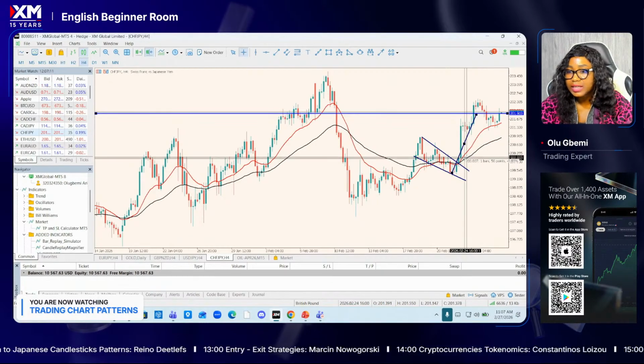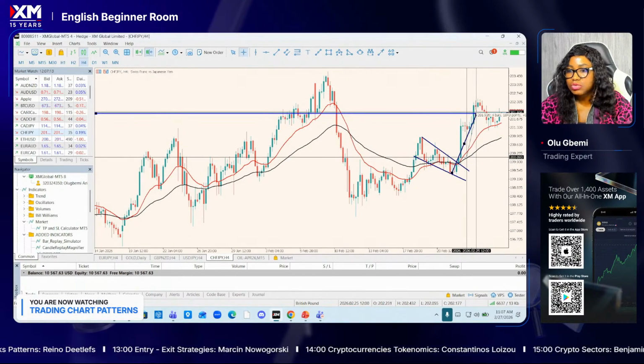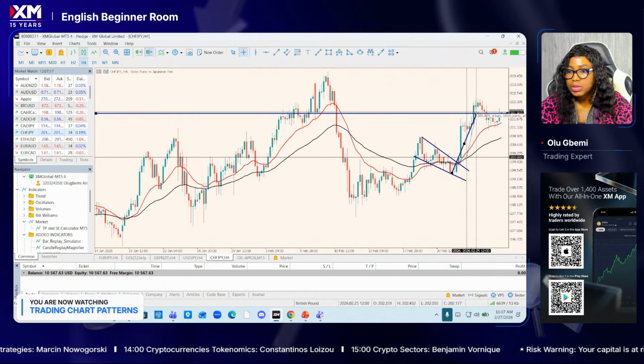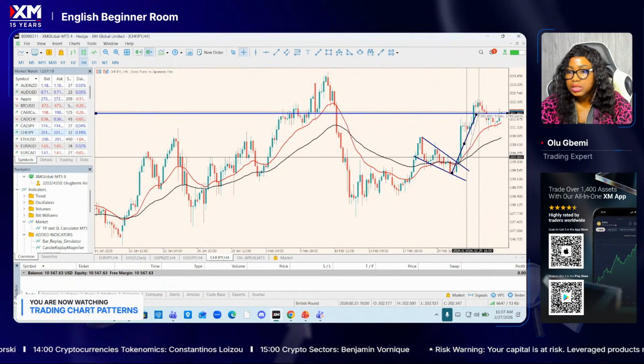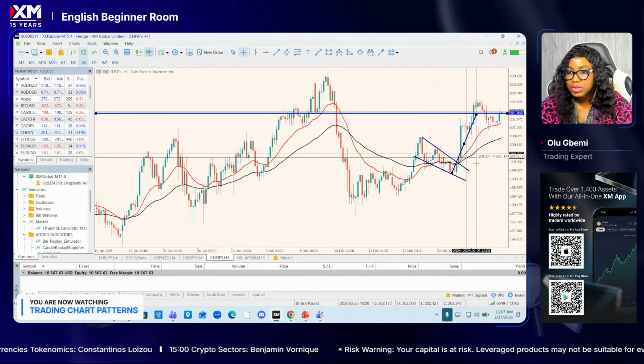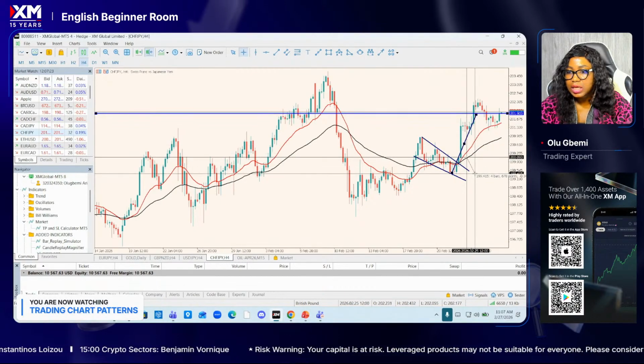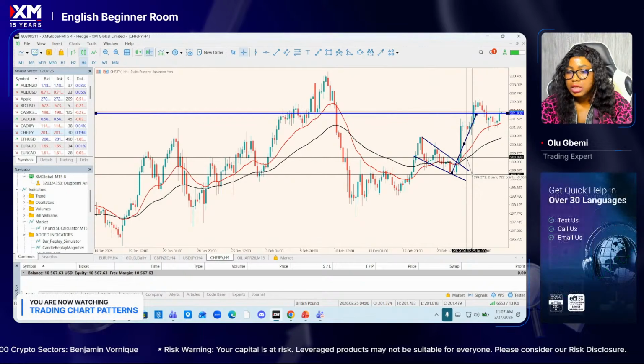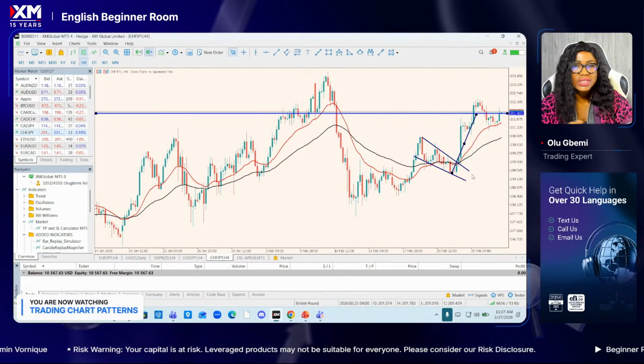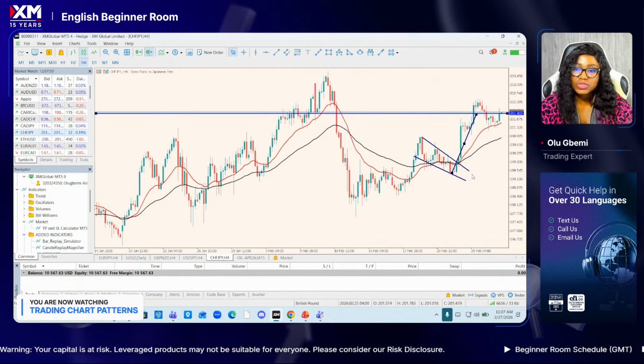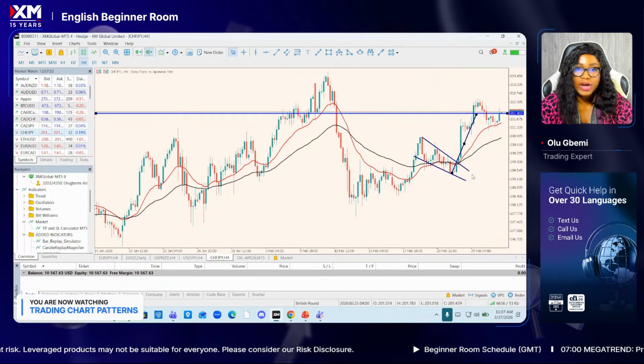Just being able to identify this pattern would give me good profit in the market. So this is 1,180 pips, or 181, and this is like 60, about 70 pips. So that's close to 3 reward to 1 risk ratio just for identifying the pattern.